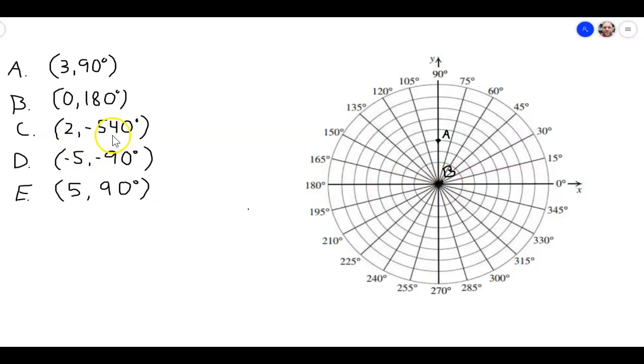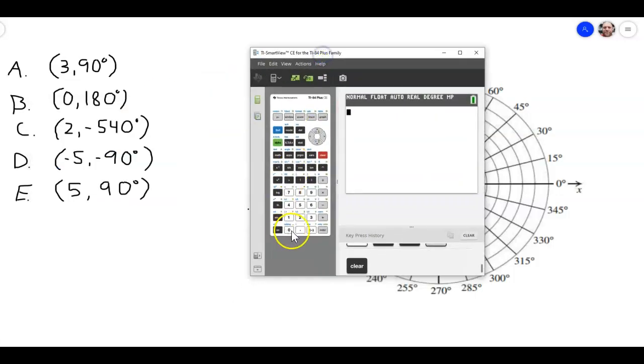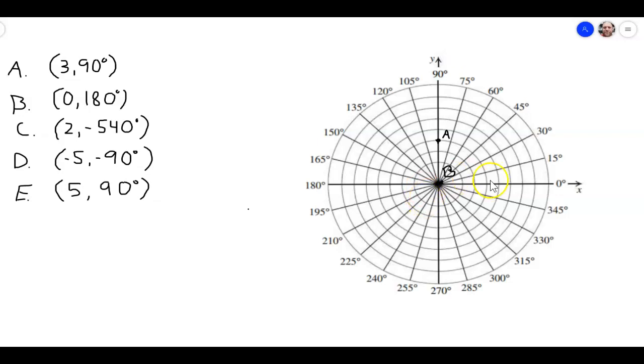C, negative 540. I might use coterminal angles with my calculator to figure out what direction that's pointing in. If I start with negative 540, I can add multiples of 360 until I get an angle between 0 and 360. I add 360 again, just adding complete circles, and that's the same as 180 degrees. So once again, that's pointing straight to the left, and I'm going positive 2 units in that direction: 1, 2. So that's going to be right there. That is my C.